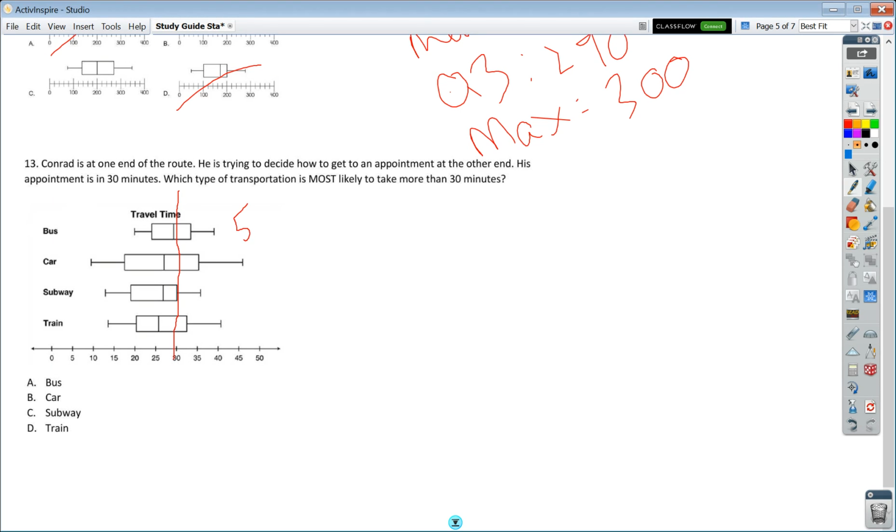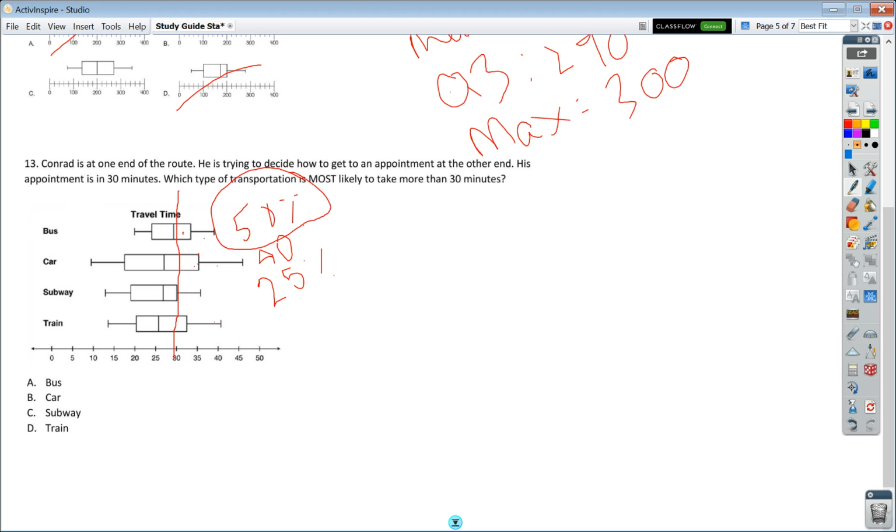So this is 50% is above 30 minutes because I have 2 quartiles that are above 30. This one has like half of one and the whole one, so that's like maybe 40%. This one has just the one, so that's 25%. And this one's probably the same as the car one, the train and the car are the same.